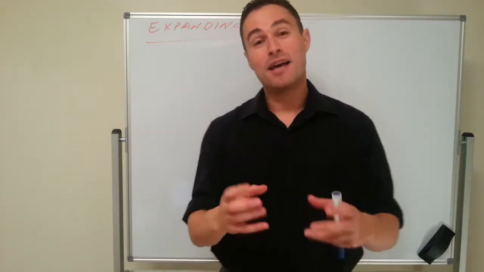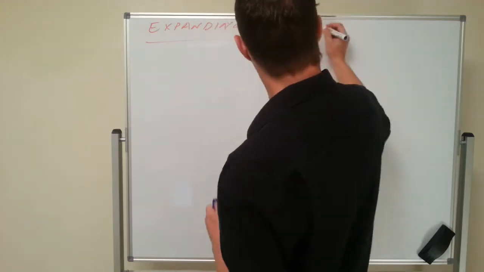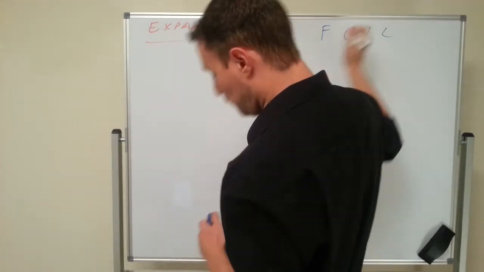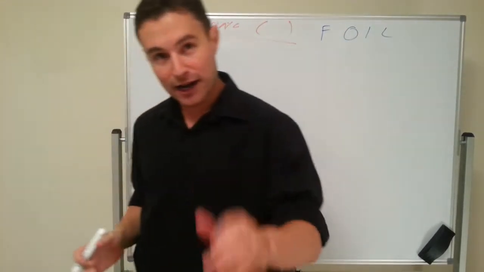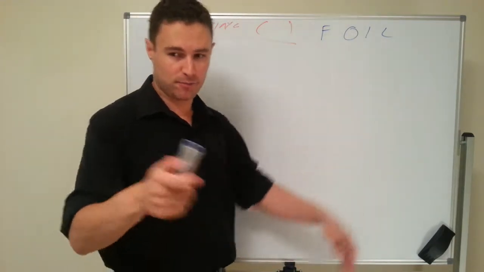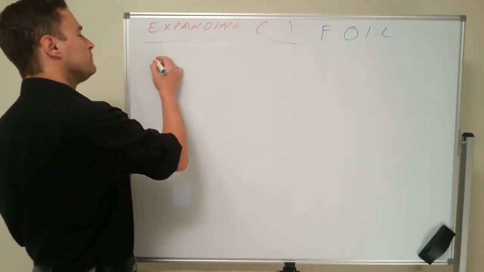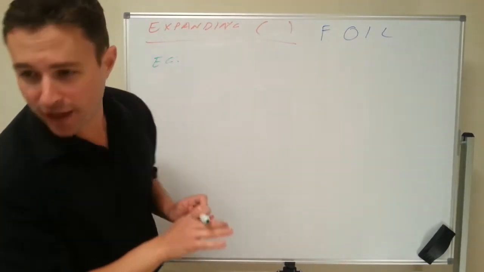Okay, we use a mnemonic to remember it. It's called FOIL. So we use FOIL to remember it. F-O-I-L. Now, FOIL stands for first, outer, inner, last. And let me show you how that works. So let's take our example and take a look at how we do that.